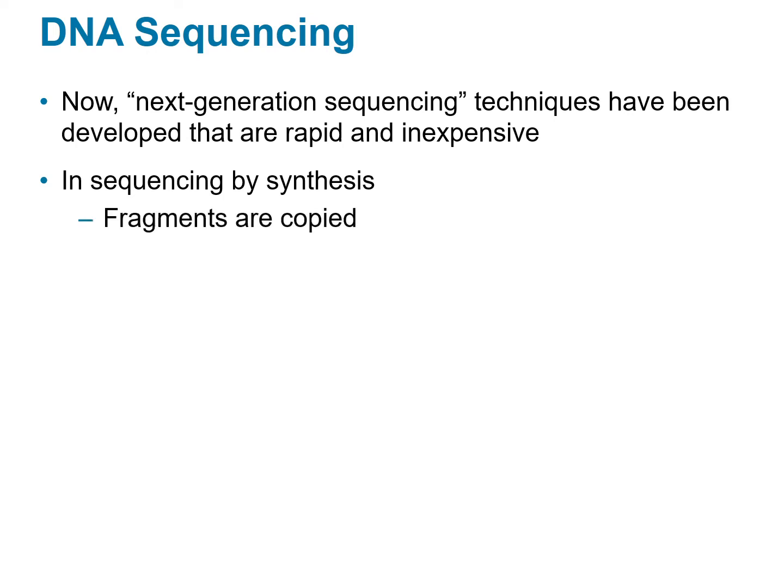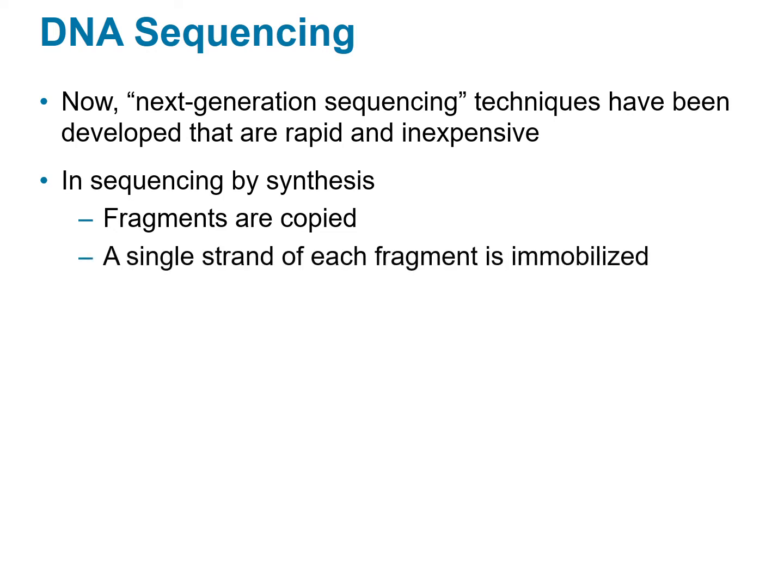So first, the fragments must be copied. And we'll talk about this method later, but they're usually copied so that there are billions of copies of it so they can be easily detected. And they're copied by the process of polymerase chain reaction, or PCR. Once you have billions of copies, a single strand of each fragment is going to be immobilized. So how they're copied is that during the process of PCR, an immobilization type of element is going to be added to the fragments that are being copied. So that's how you have that.